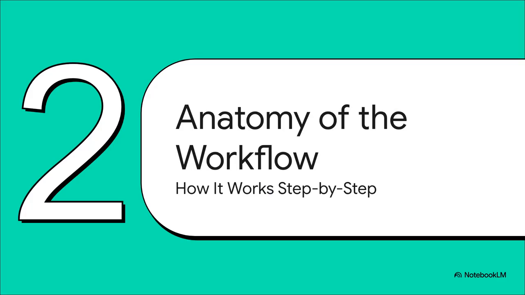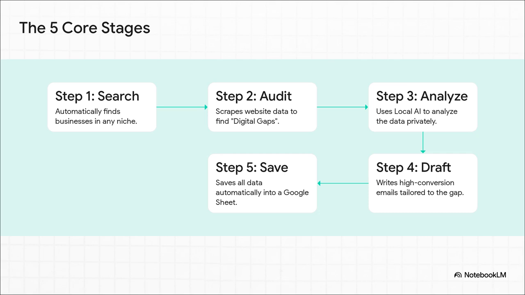Okay, so how does this private auditor actually work? Let's pop the hood and really break this automation down step by step so you can see exactly how it goes from just a simple search to a ready-to-send email. The whole thing flows through these 5 core stages. First, it does a smart search for businesses in whatever niche you're targeting. Then, it performs a deep audit on their websites. Next, and this is the cool part, it uses that local AI we just talked about to analyze the data, it drafts a tailored email, and finally, it saves everything neatly for you to review.